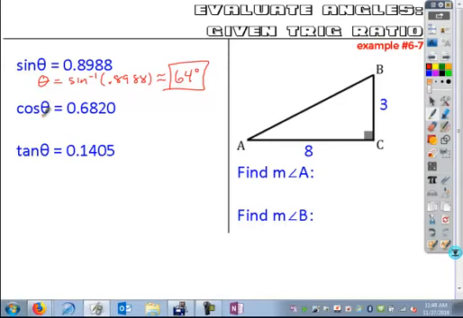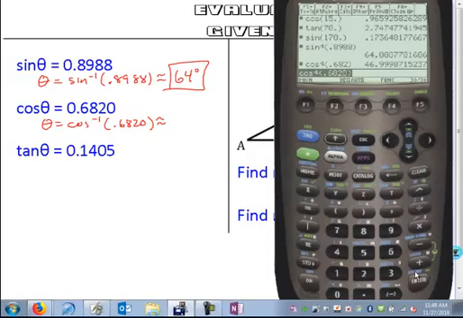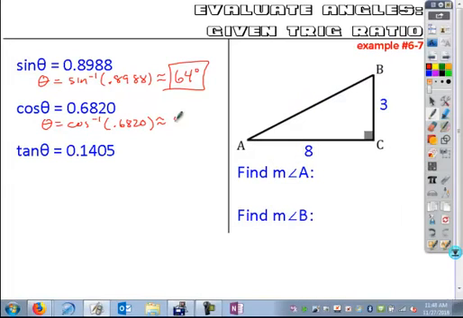Okay, so if you know that the cosine ratio of some angle is 0.6820, to find the angle itself, you take the inverse cosine of that ratio. And when you calculate it, so diamond z to get inverse cosine, 0.682, hit enter. Notice 46.999 is going to round up to 47.